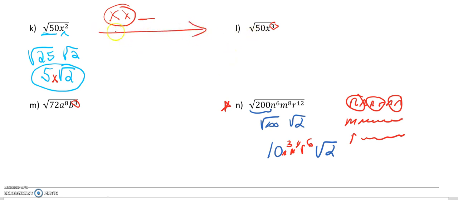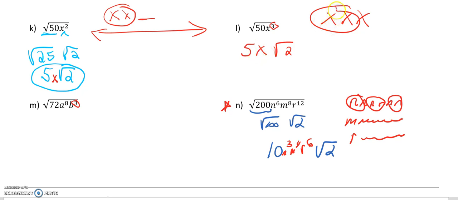Now what's nice about i is it's very similar to k. So the 50, I've already broken it down into a 5 square root of 2. But the x's, this time I have 3 of them. So I make a pair and I say, okay, 1 comes out. But this little guy is still stuck inside, so leave him inside. And that's kind of how the variables work. And again, a little bit of a review from yesterday if you didn't understand the variables very well.